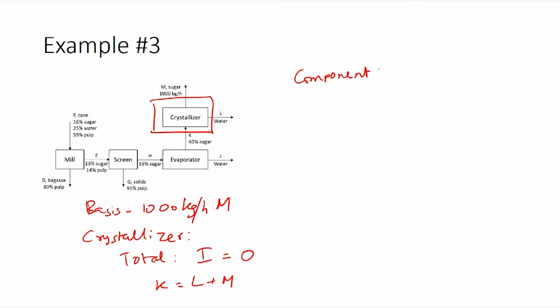The component balance we can write can be for sugar or for water. So, let us write for sugar. The sugar balance would be 0.4 times K is equal to 1000, which is M, plus 0, because sugar is not leaving through the stream L.